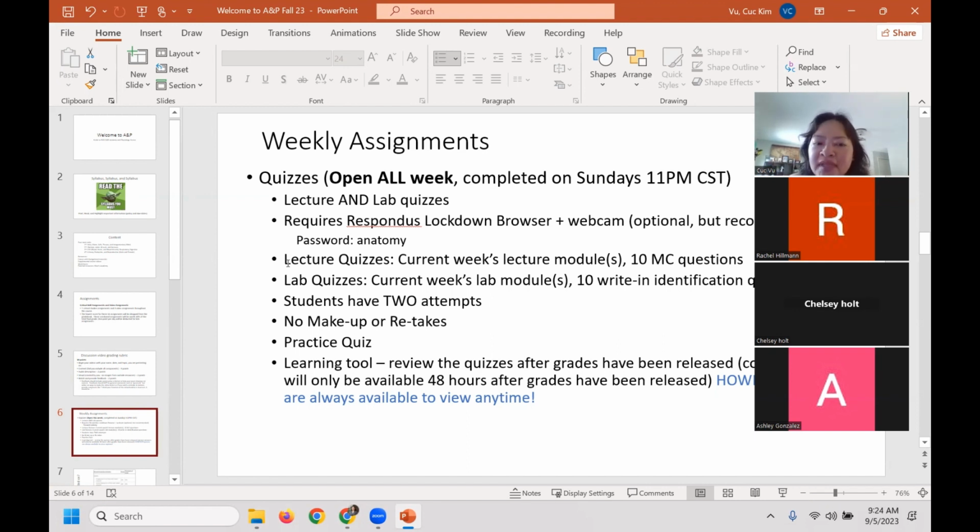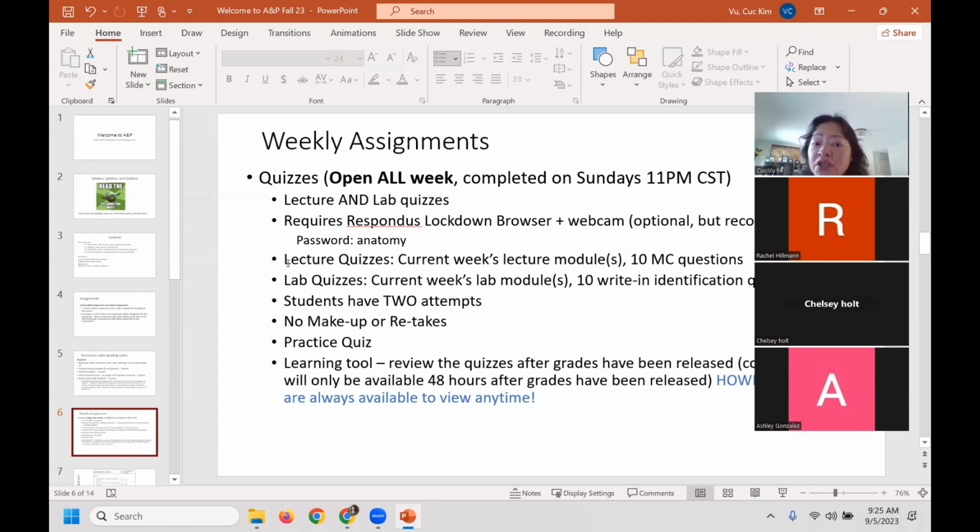The lecture quizzes are always on the current week's lecture modules. There are 10 questions, all multiple choice. The lab quizzes are on the current week's lab modules. There are 10, but on this one you have to type in the answer, and spelling counts. So when you're studying for the lab, make sure you're studying not just how to identify things, but also how to spell them.